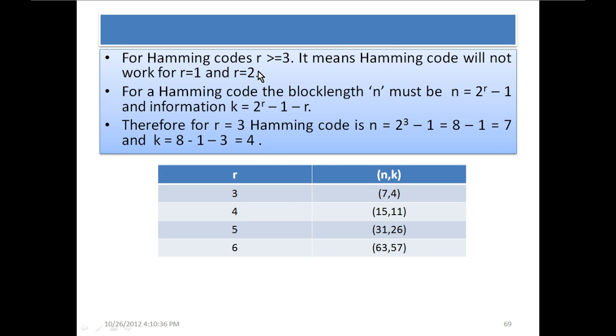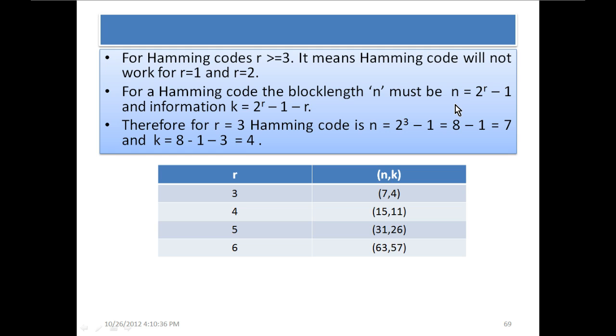For Hamming codes, r is greater than or equal to 3. It means a Hamming code will not work for r equal to 1 or r equal to 2. This is an important point. For a Hamming code, the block length n must be 2 raised to power r minus 1. So this is the condition for a Hamming code.